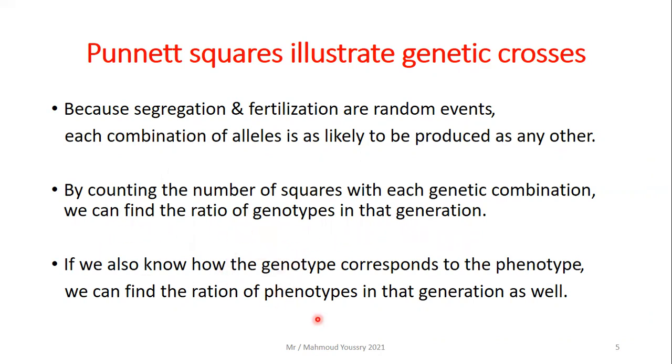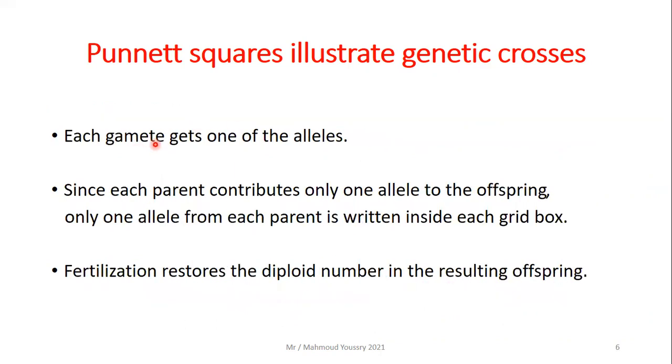If we also know how the genotype corresponds to the phenotype, or how it contributes to the phenotype of the organism, we can find the ratio of phenotypes in that generation as well. So from the Punnett squares, we can find the ratio of the genotypes and also the phenotypes. Each gamete gets one of the alleles. Since each parent contributes only one allele to the offspring, only one allele from each parent is written inside each grid box.